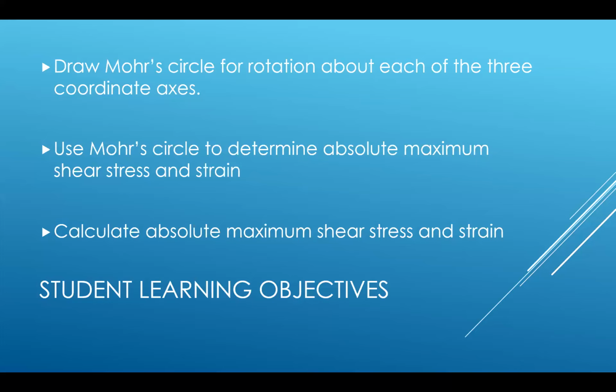And in this lecture, there are 3 learning objectives. The first is for you to be able to draw the Mohr circle that corresponds to the rotation about each of the 3 coordinate axes, not just rotation in plane, but 2 rotations out of plane. Second, use those Mohr circles to determine the absolute maximum values of shear stress and shear strain. And then third, be able to directly calculate the maximum value of shear stress and shear strain without using a Mohr circle.